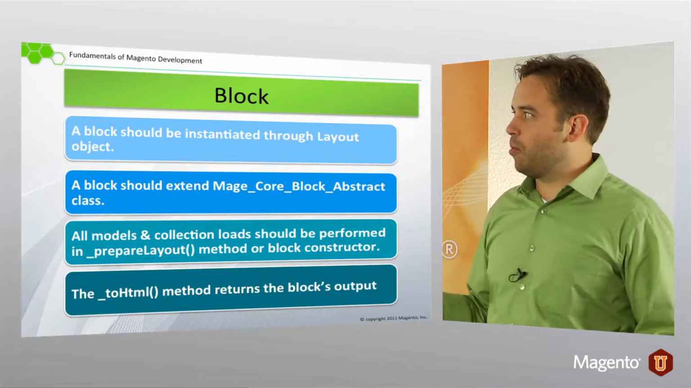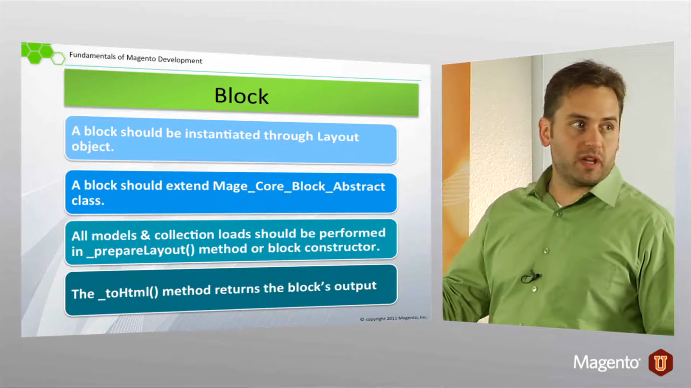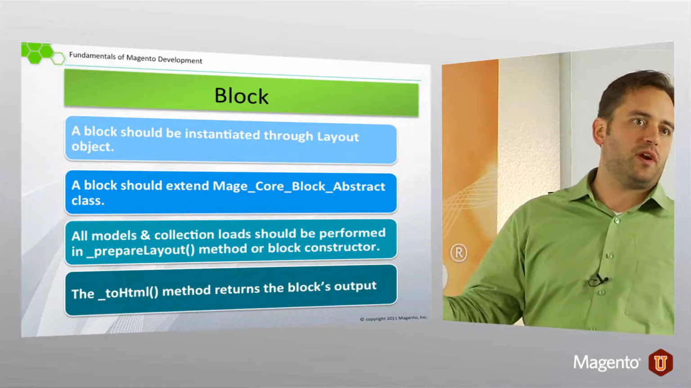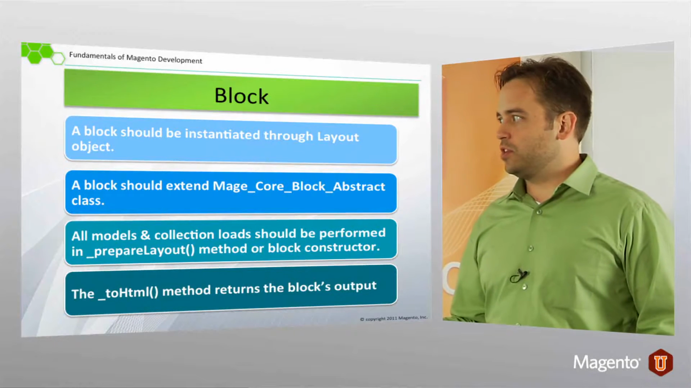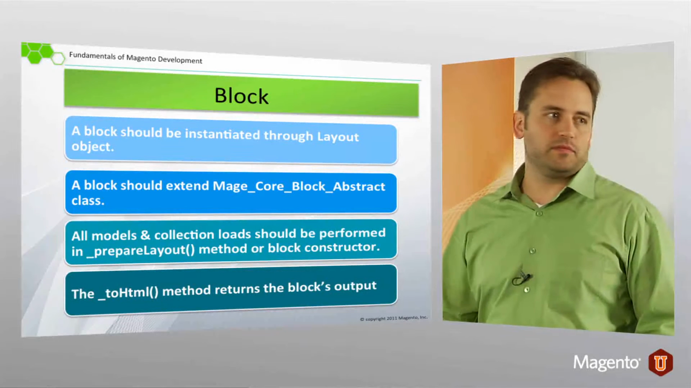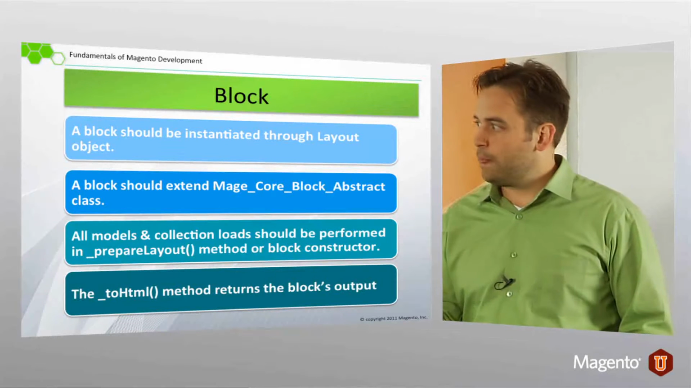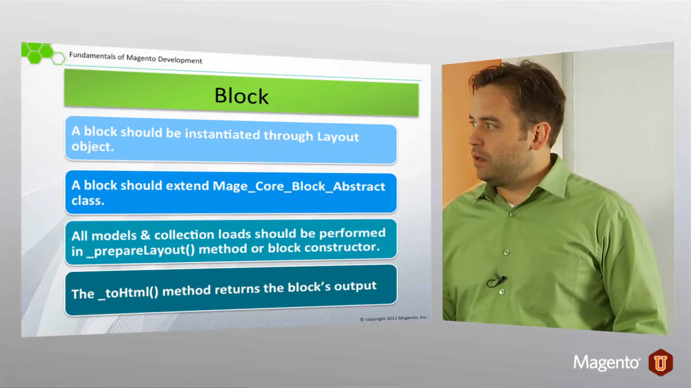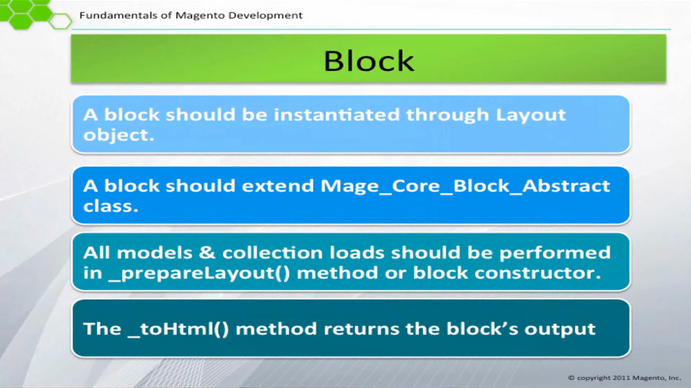Blocks extend Mage_Core_Block_Abstract, which any block that extends Mage_Core_Block_Template would do, because Mage_Core_Block_Template extends Mage_Core_Block_Abstract. And for model and collection loads, there is _prepareLayout. That's your setup function. So in your block class, you would define _prepareLayout, and in it do any kind of setup stuff that you need to do. And the _toHtml method returns the block output through the public method. Okay, so that's just a little review.